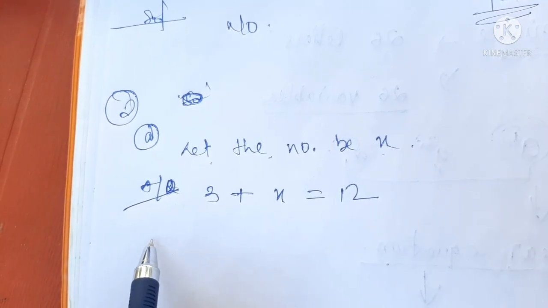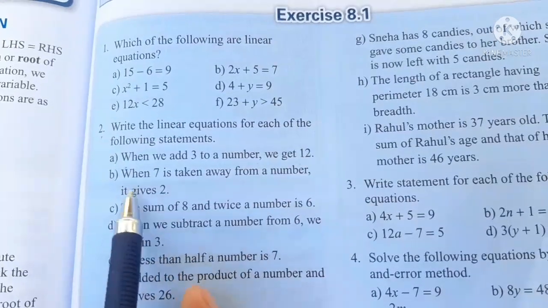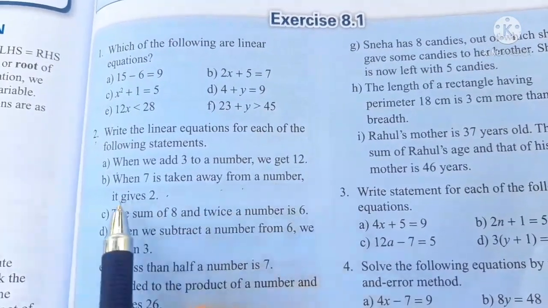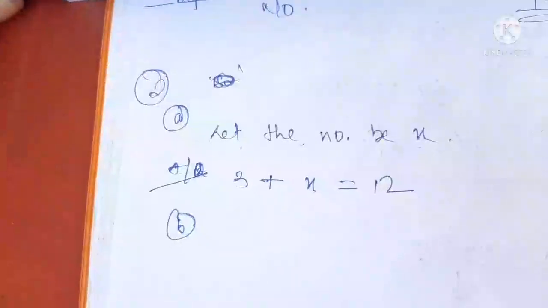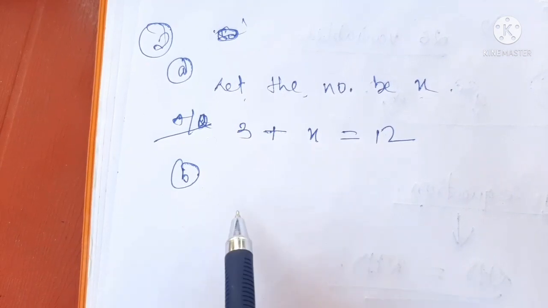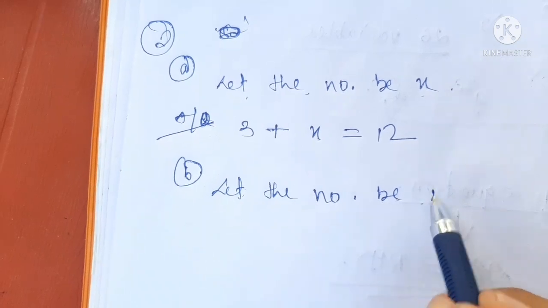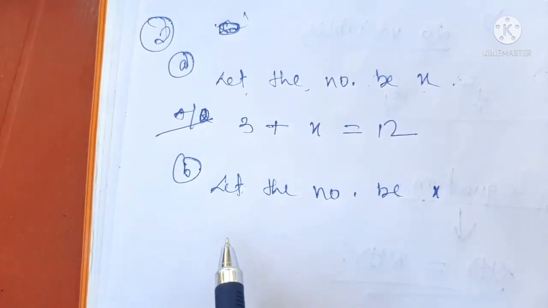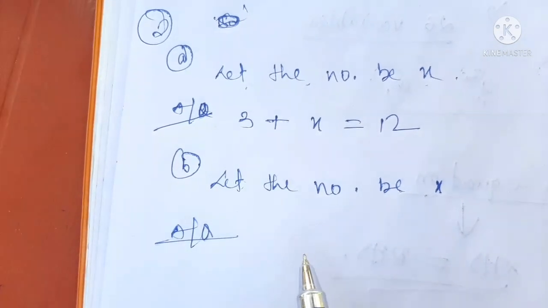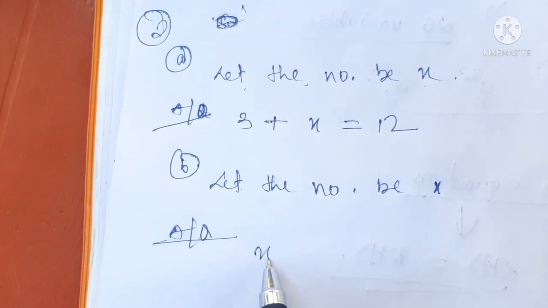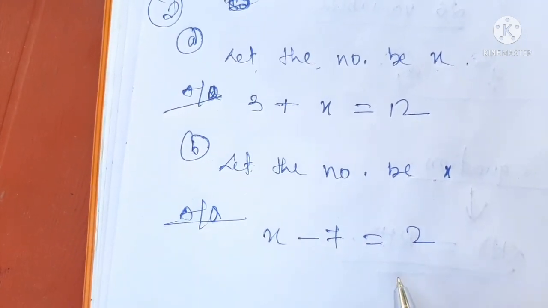Now number b again. When 7 is taken away from a number it gives 2. Since in this question b also we don't know the number, let the number be x. As per the question, the statement will be: when 7 is taken away from a number, x minus 7, it gives 2. So this will be the statement of this question.